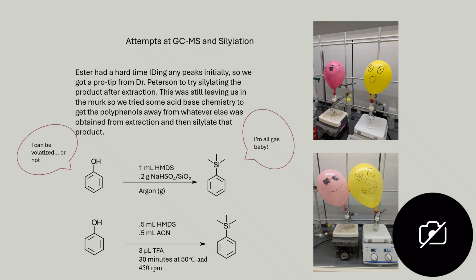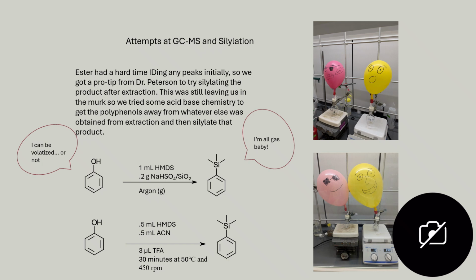So I ended up speaking with a couple organic chemists that I was working next to, and they suggested a couple different methods of trying to silylate the compound. And essentially what that's doing is it's replacing the oxygen with a silicon. And what that does is it prevents the molecule from being able to salt out and not volatilize within the GCMS.